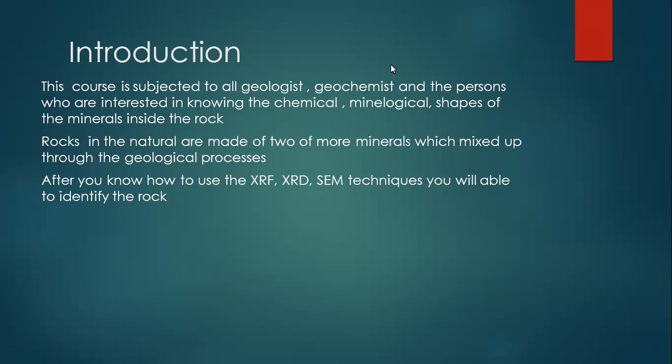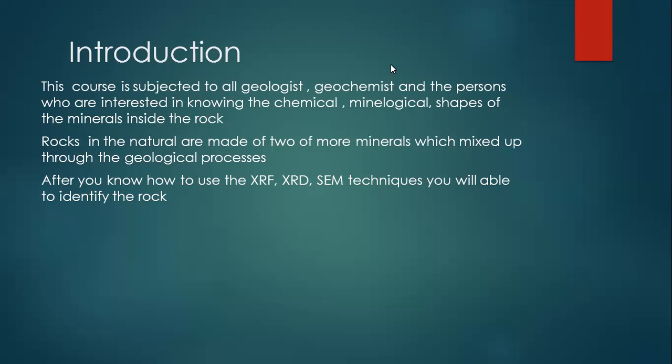So after you know the chemical and the mineralogical makeup of the rocks, in this case, you can know which type of rocks you are dealing with. Because we know that there are 3 types of rocks: igneous rocks, metamorphic rocks, and sedimentary rocks. So after knowing the chemical, the mineralogical, and the shape of the minerals inside each rock, you will be able to know what rock you're dealing with.